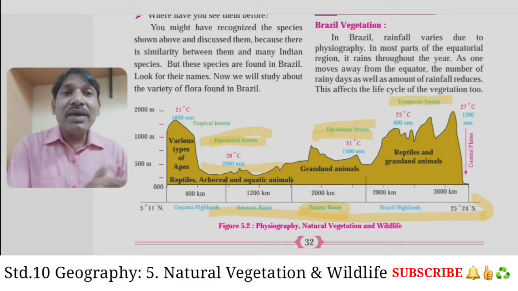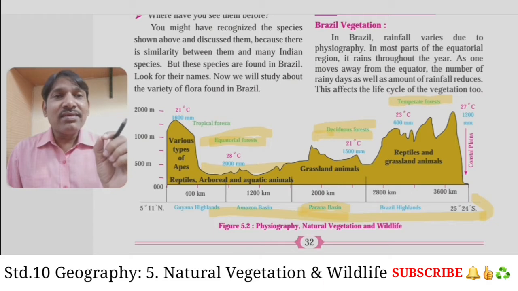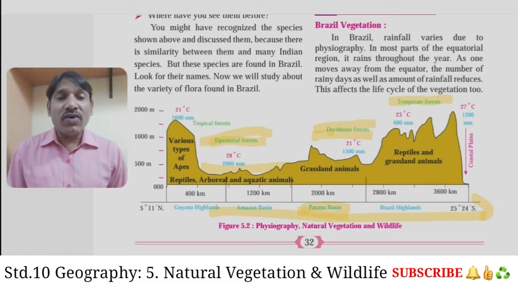the Paraguay river basin or Paraná basin we can say. There we can find deciduous forest. Students, what do you mean by deciduous forest? Okay, can you tell me? You can type your answer in the comment box. Students, deciduous forest means the trees that shed their leaves to save water. Those forests are called deciduous forest. Okay, understood?